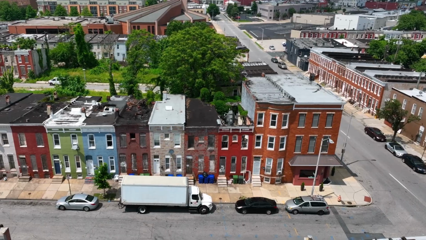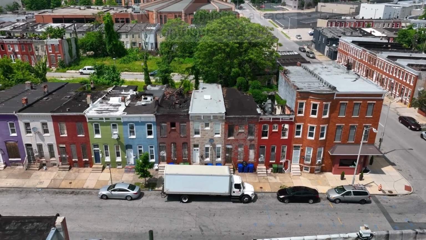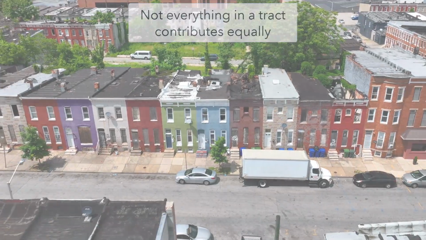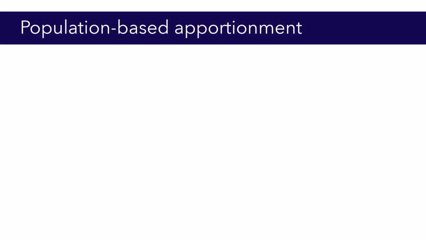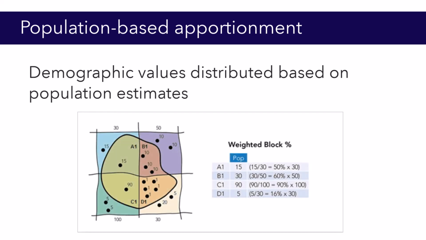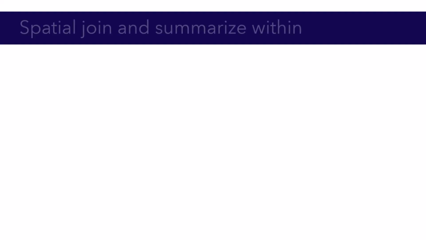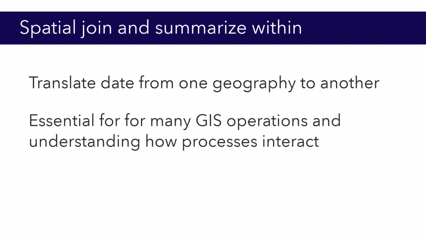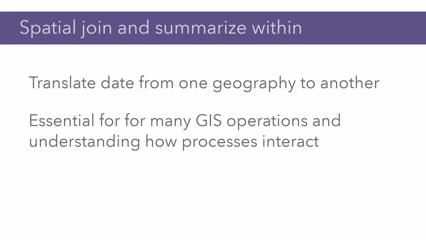Summaries are more often used to discover where people live, rather than assuming everything inside a census unit contributes equally. GIS does this using what is called population-based apportionment, which distributes demographic values into the boundary based on population estimates, not just area. Together, spatial join and summarize within allow you to translate and combine data from one geography to another. This is essential for comparing information across space, building models, and understanding how different processes interact.